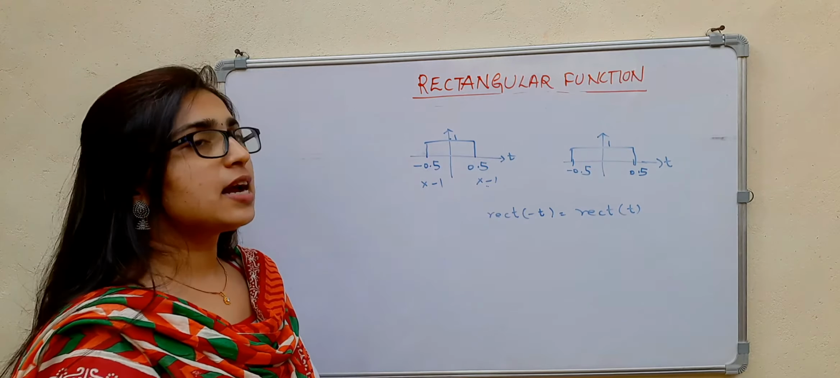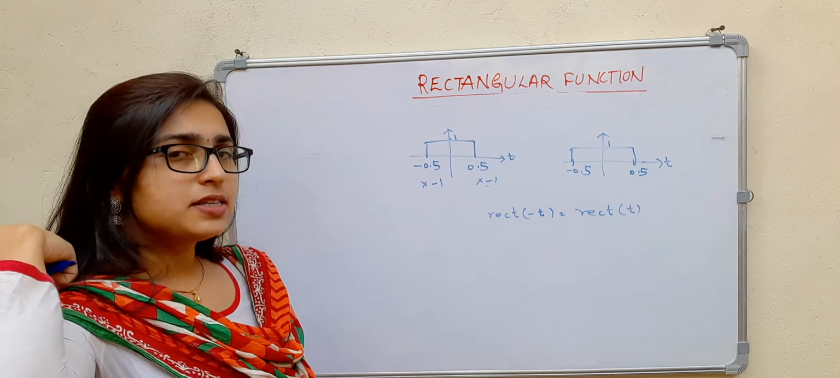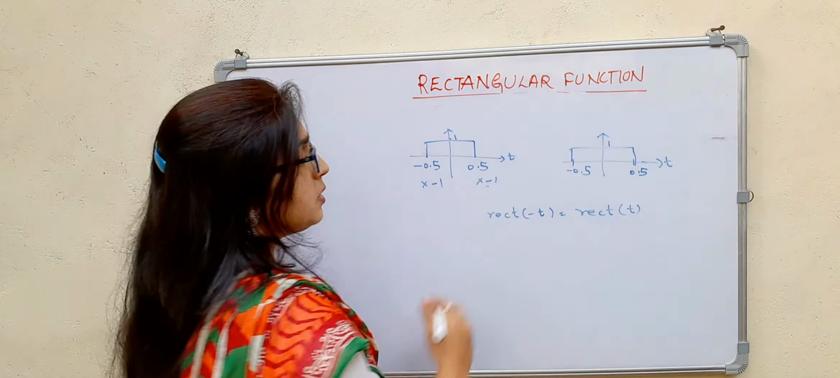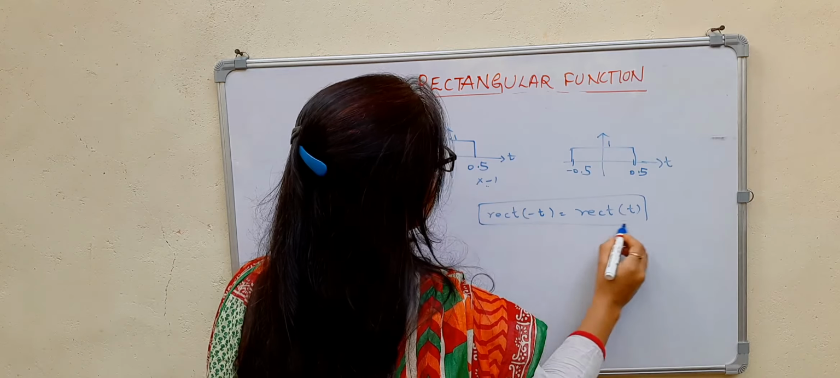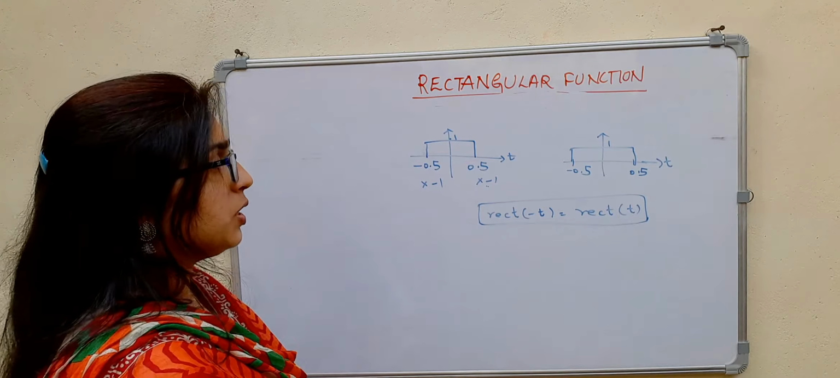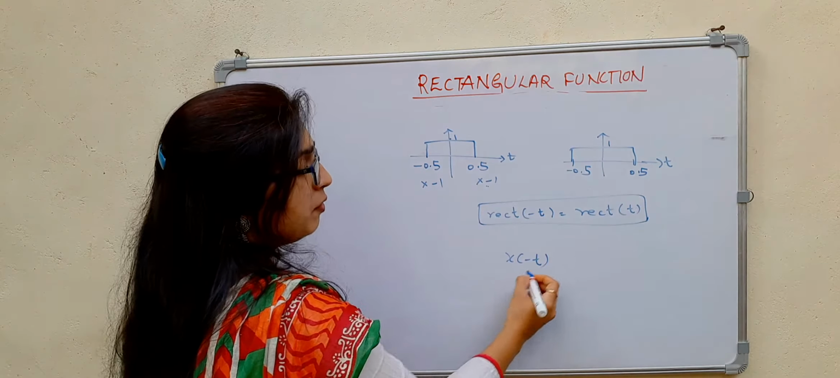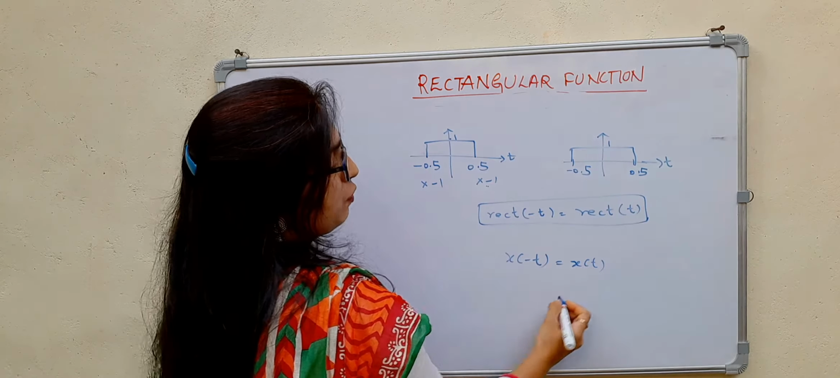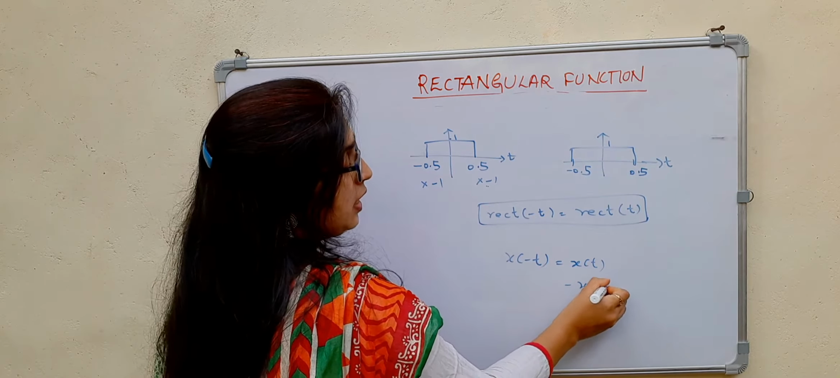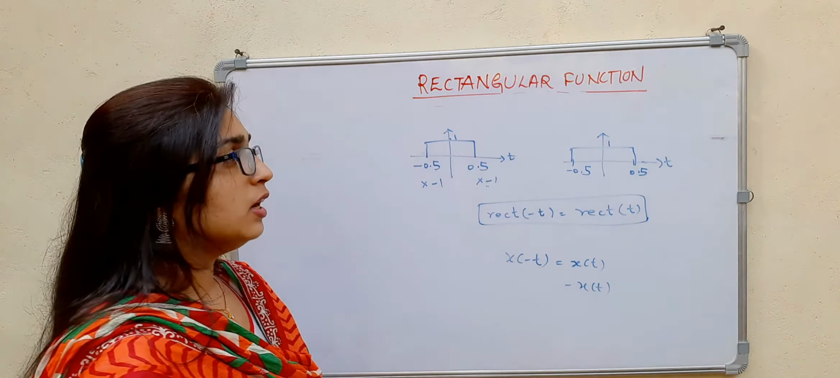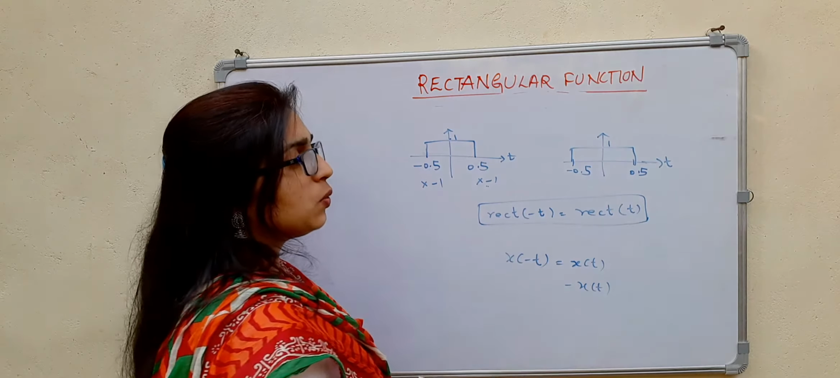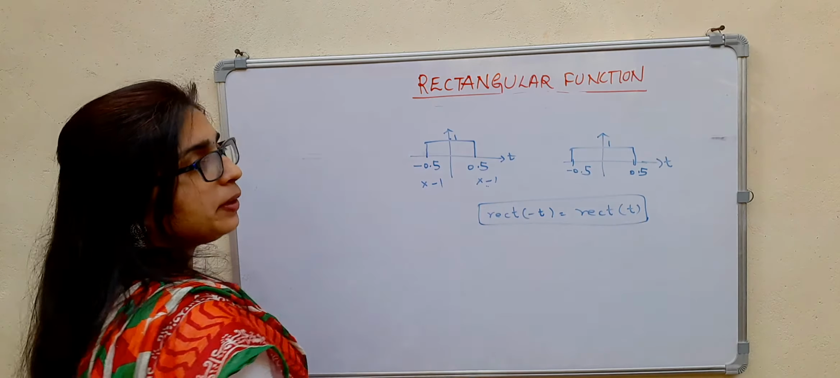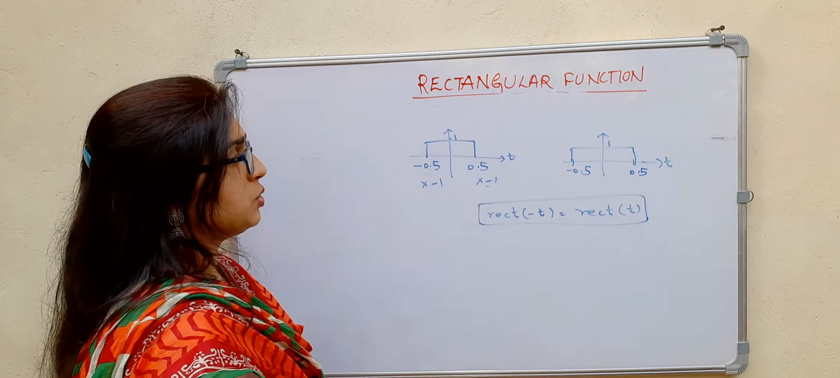So this is actually an even function. You will be studying about the even and odd signal in the upcoming videos. Just remember that the rectangular function is an even function, because the condition for a signal to be even is x of minus t is equal to x of t. If it was minus x of t, then it would be an odd signal. But here it is x of minus t is equal to x of t. So the unit rectangular function will be your even function.